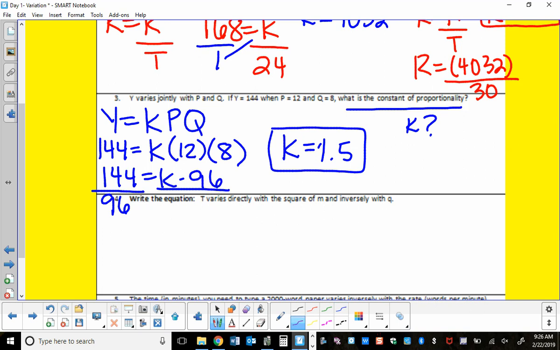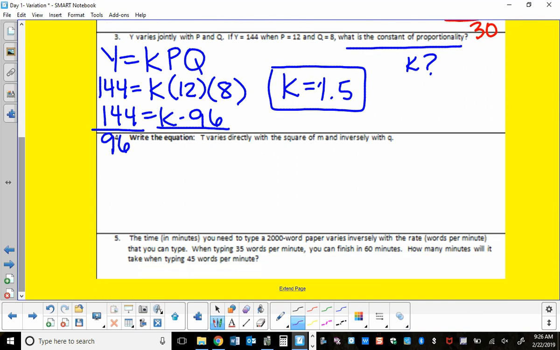All right, number 4. Write the equation. So there's nothing to solve, we're just writing. T varies directly with the square of m and inversely with q. That's what you should have. T equals k m squared divided by q. You guys get this one? Good.